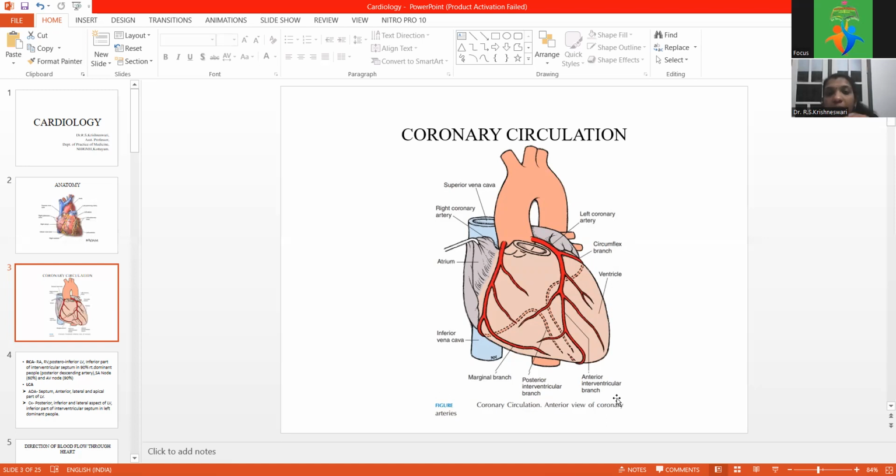The posterior interventricular branch, or posterior descending branch, arises from the right coronary artery, and the circumflex coronary artery and the anterior interventricular branch, or anterior descending artery, arise from the left coronary artery. So the thing which I want to say is, there is the right coronary artery and the left coronary artery, and they arise from the root of the aorta. The right coronary artery is concerned with the marginal artery and also the posterior descending artery. The left coronary artery is concerned with the circumflex artery and the left anterior descending artery. Hope you understood.